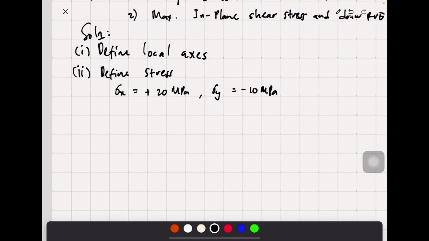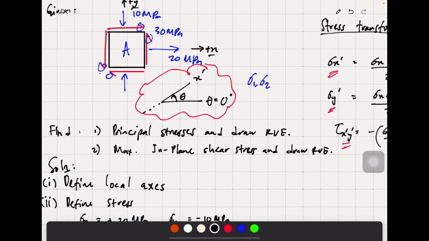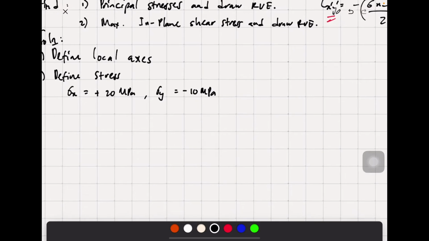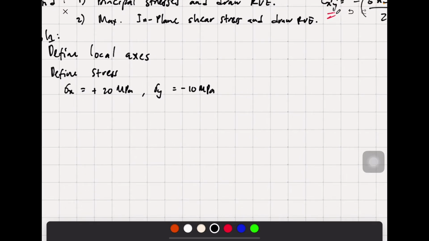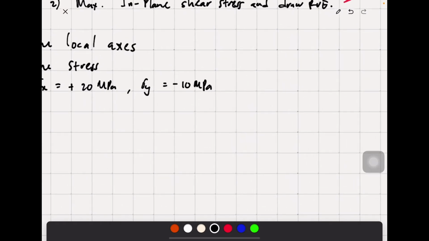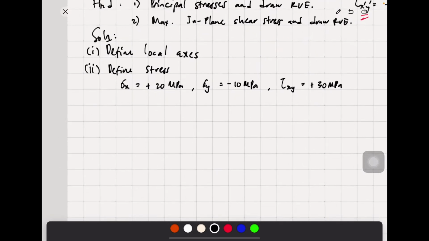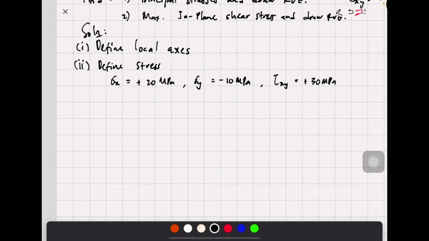You don't have to put the negative sign for the stress element, because it is the present state. The correct way of showing it is actually 10 megapascal. So it is equally important to know that. Then last but not least is our tau xy, which is positive, obviously, 30 megapascal. So we have identified the stresses, right?